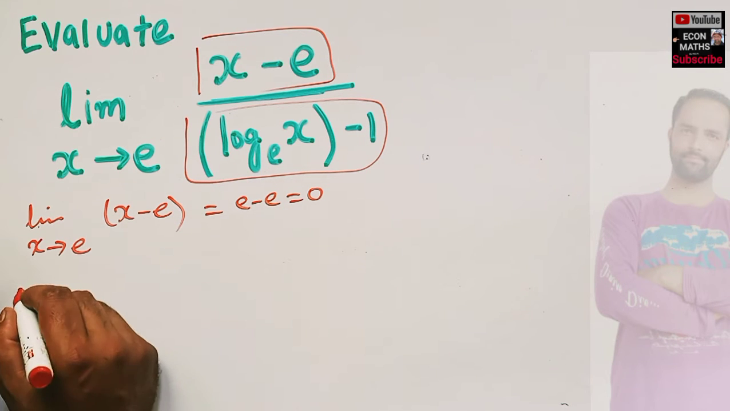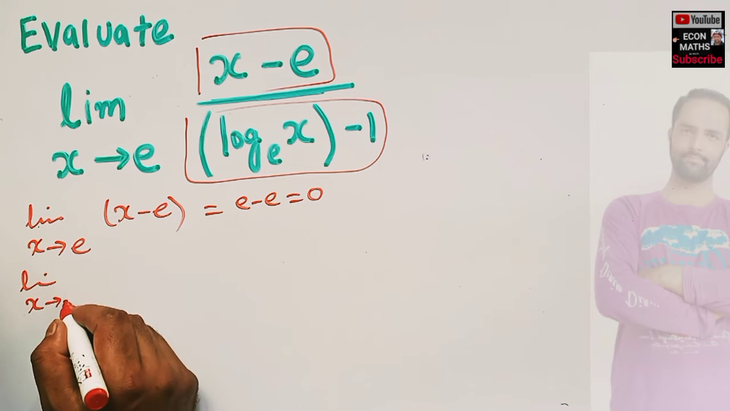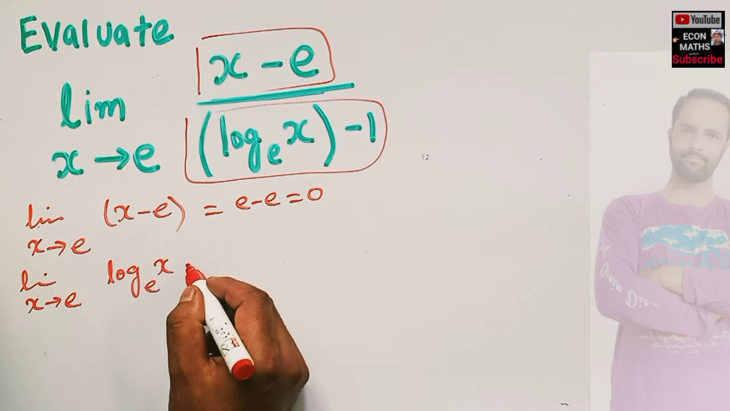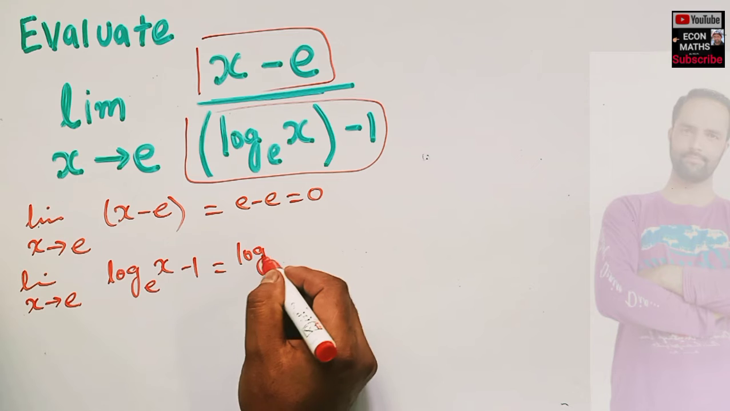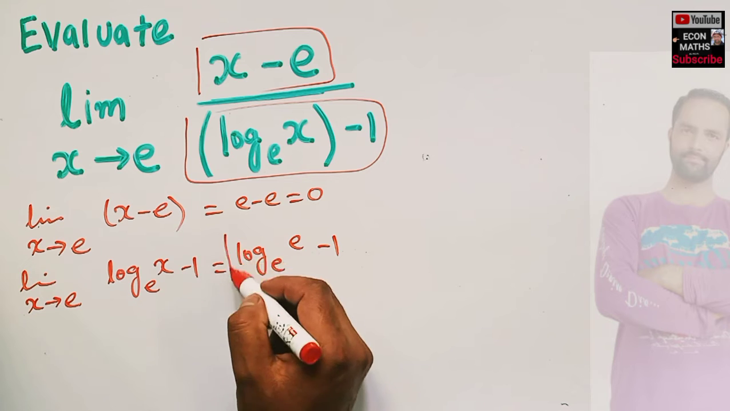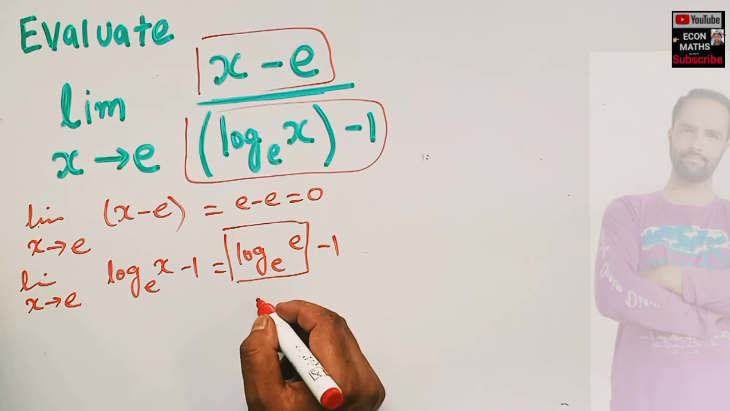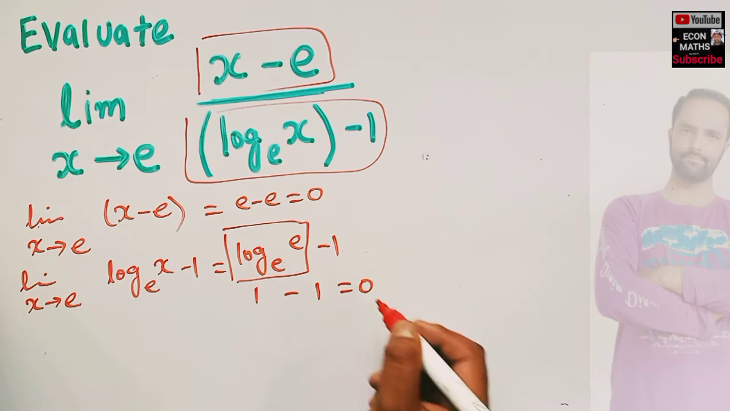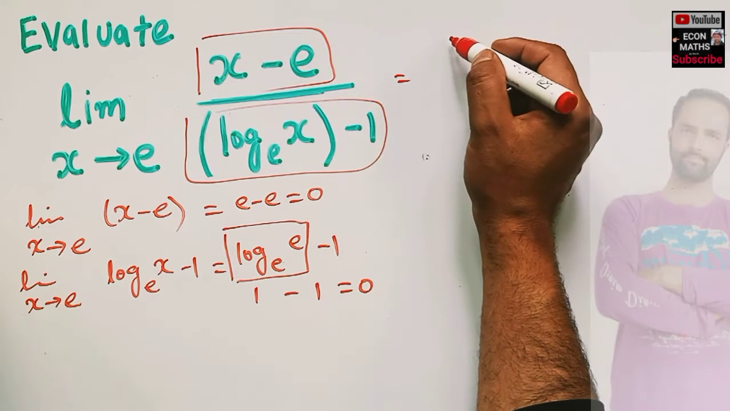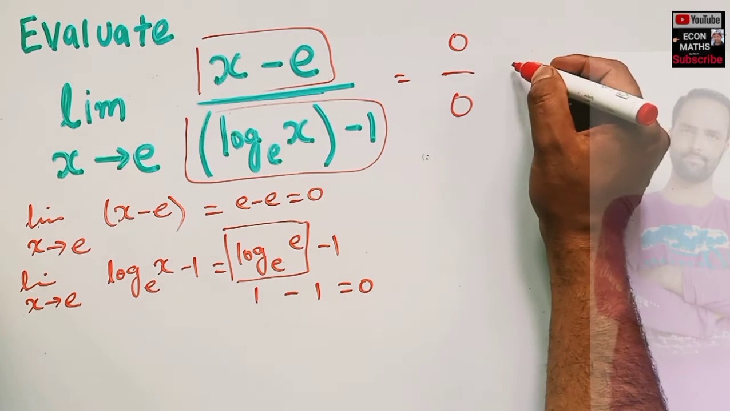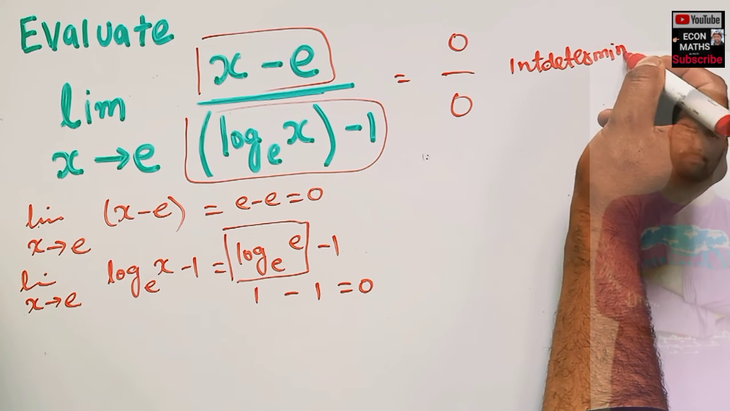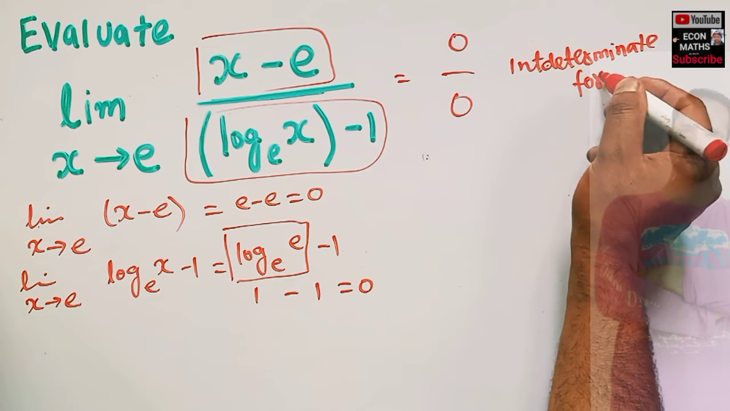Let's take the limit of the denominator, that means the limit as x approaches e of log of x with base e minus 1, which becomes log of e with base e minus 1. We know log of e is equal to 1, so we get 1 minus 1 is equal to 0. When we take the limit of this function, we get 0 upon 0, which is an indeterminate form.